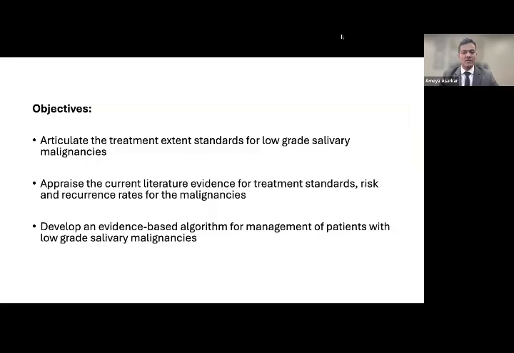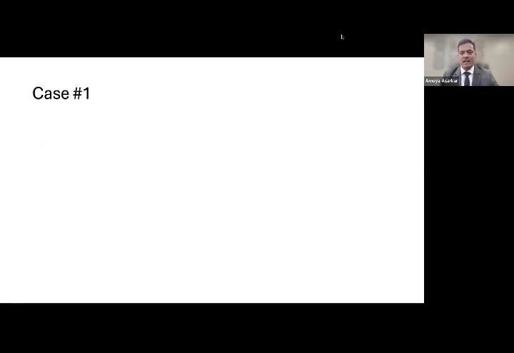So the objectives for our discussion today, as I mentioned, are to articulate the treatment extent of the standards for low-grade salivary gland cancers and appraise the current literature and develop an evidence-based algorithm for the management of these malignancies.